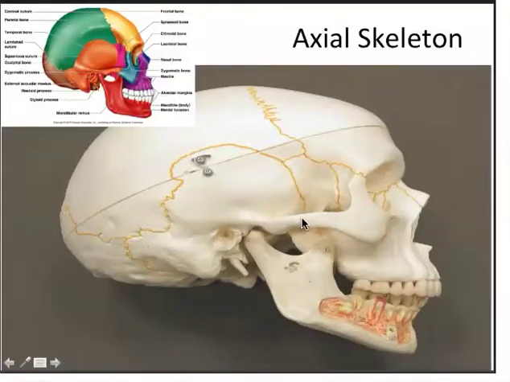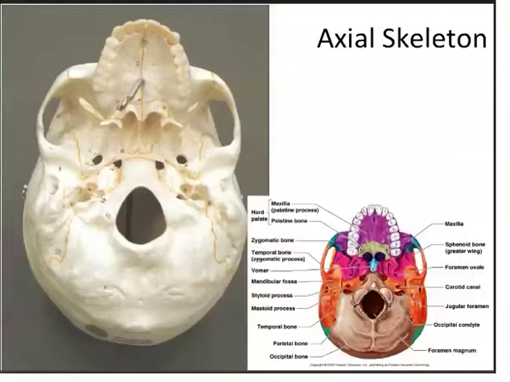Now you might think, well, what the heck is he talking about? A process. What is a process? A process is just something that sticks out from a bone's surface. Okay? Mastoid process is an example. The styloid process is another example. Okay? So that's the skeleton from a lateral view. The skull from a lateral view.